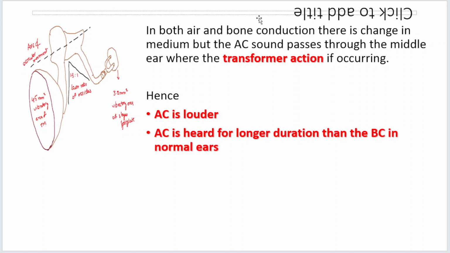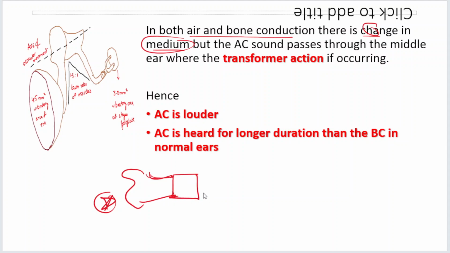Now, this slide is going to make a difference to whether you really understand Rinne's test or not. This slide will make a difference. So in both air and bone conduction, there is a change in the medium. How is there a change in the medium? In the external auditory canal, the tympanic membrane, the middle ear. The middle ear has a eustachian tube connected to the nasopharynx, and then you have the cochlea, and then you have the eighth nerve.